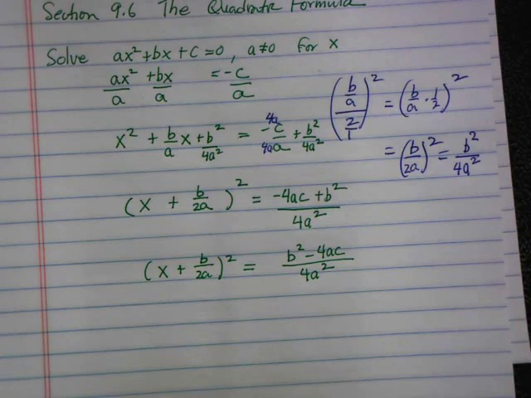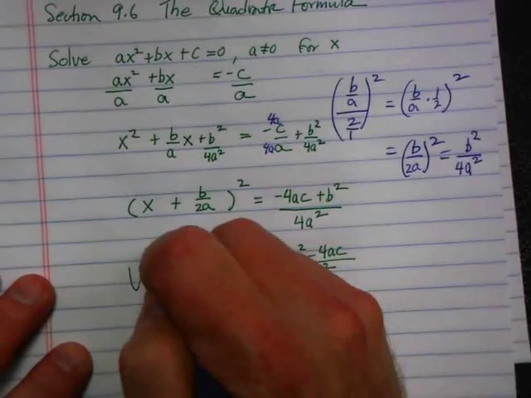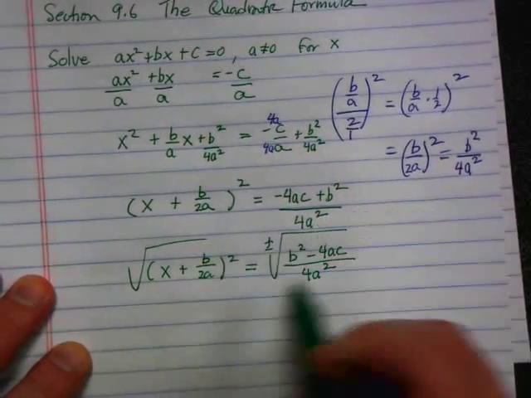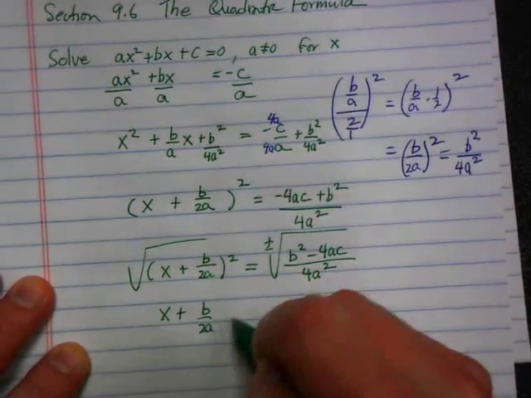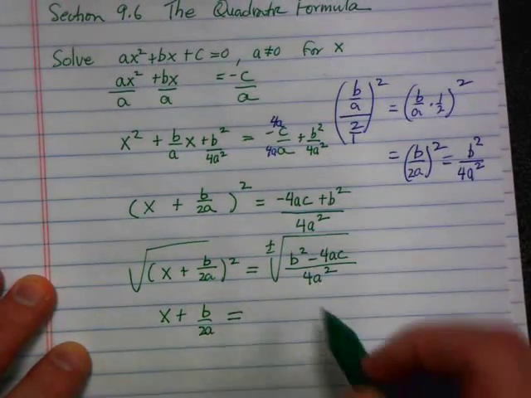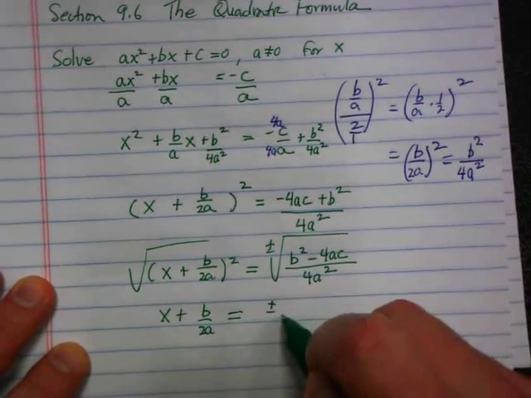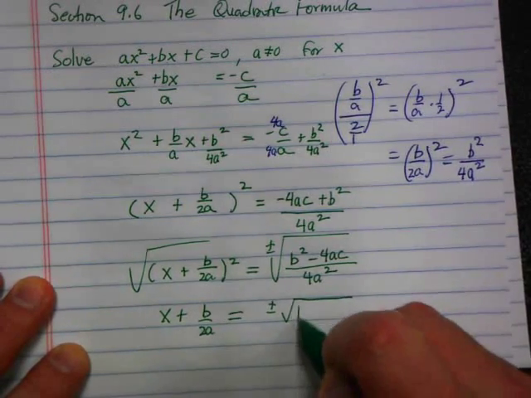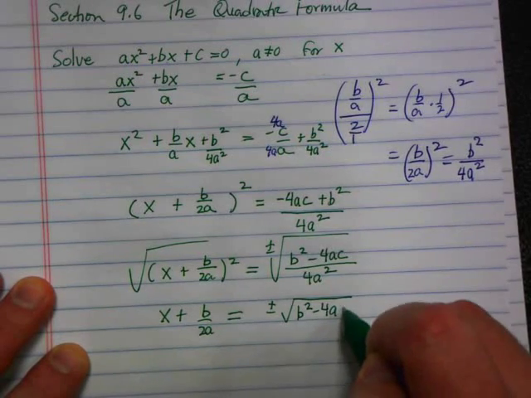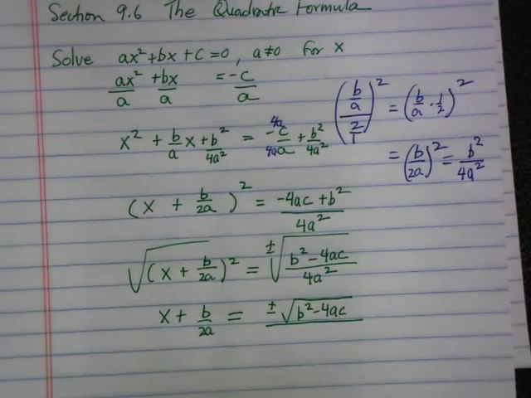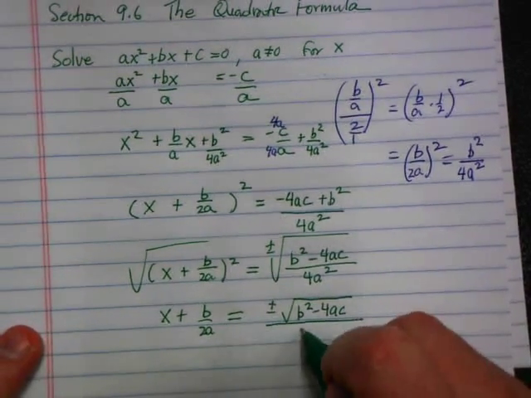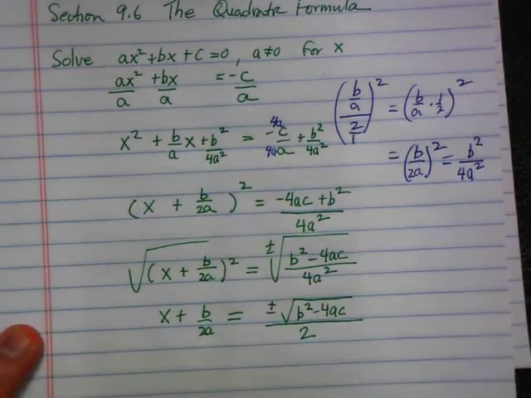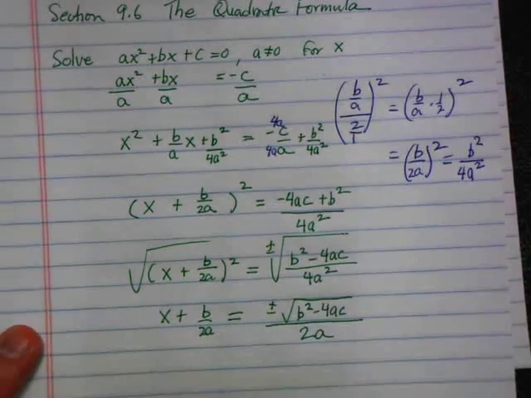Okay, what's next? Square root on both sides. On the left-hand side, I get x plus b over 2a. On the right-hand side, I'm going to write it as plus or minus the square root of b squared minus 4ac. But down on bottom, I can do some square roots. What's the square root of 4? 2. And what's the square root of a squared? It's a. So down on bottom, I just get a 2a.